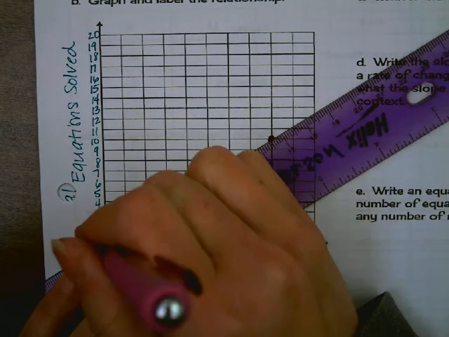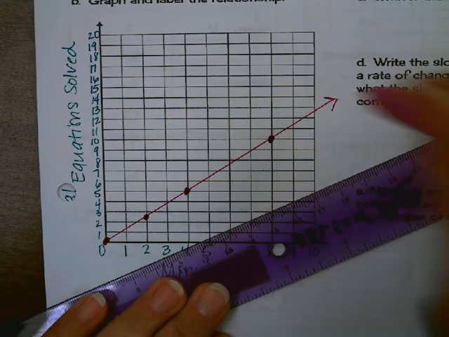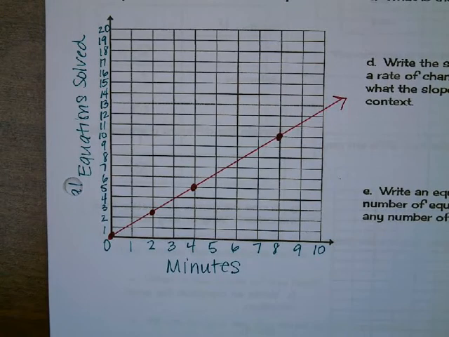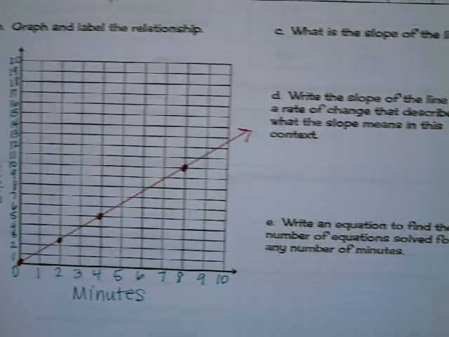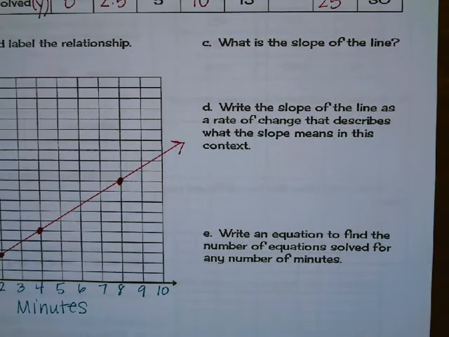I'm going to grab my straight edge, my ruler, and make sure that I connect all of my points and draw my arrow at the end, saying that it does go on forever and ever.